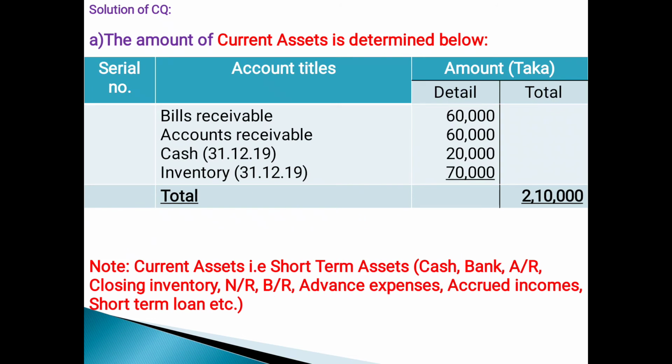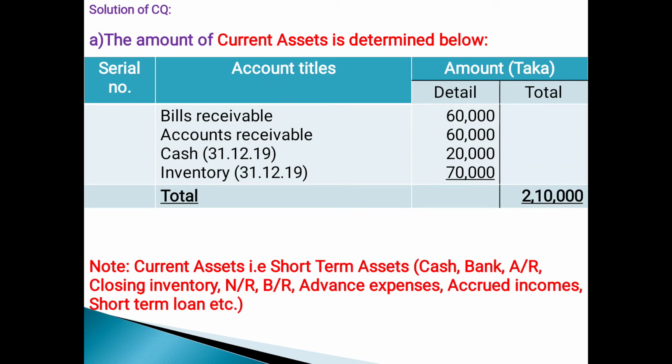the amount of current assets is determined below. Serial number, account titles, amount as detail, amount as total. In this trial balance, totally 4 current assets are available. That is the first one, bills receivable for taka 60,000. You have to write in the first column all items of current assets at first. Accounts receivable for taka 60,000 is written in the detail column.